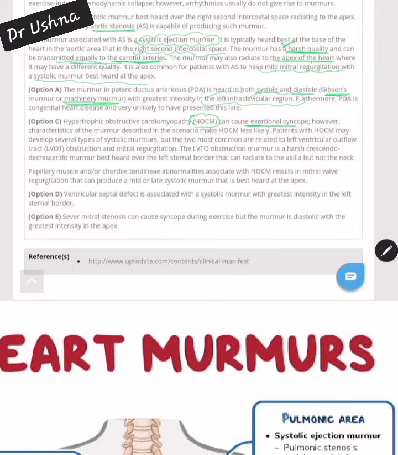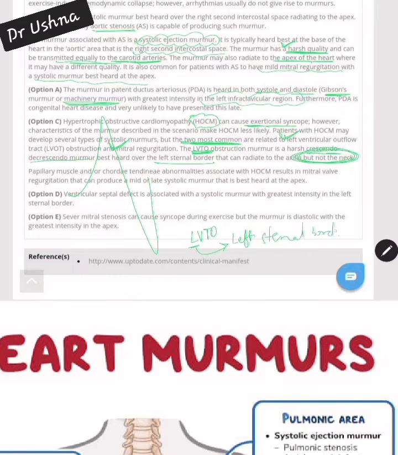HOCM most commonly presents with left ventricular outflow tract obstruction and mitral regurgitation. Left ventricular outflow obstruction presents with a crescendo-decrescendo murmur, a harsh murmur coming up and down, over the left sternal area, that can radiate to the axilla but not to the neck. So a murmur radiating to the carotids or neck is your aortic murmur. If the murmur is radiating to the left sternal border, that is your crescendo-decrescendo murmur of left ventricular outflow tract obstruction, LVOT.